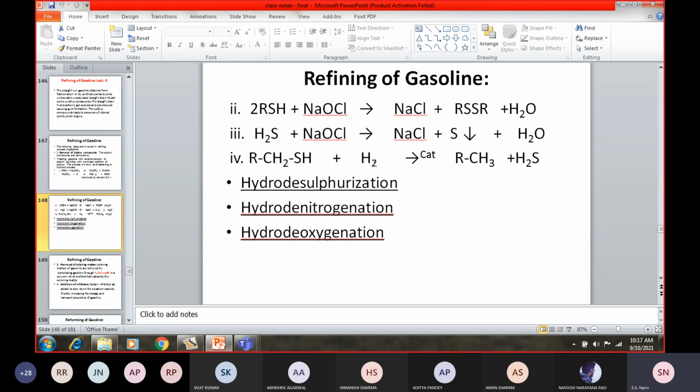Hydrodesulfurization: with the help of hydrogen and catalyst, through addition of hydrogen and catalyst, the sulfur is removed. Similarly, nitrogen is also removed by addition of hydrogen and use of catalyst. Oxygen is also removed in a similar fashion.